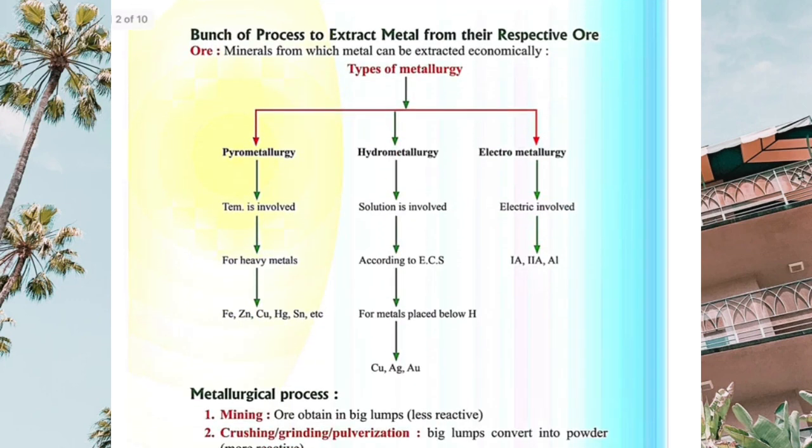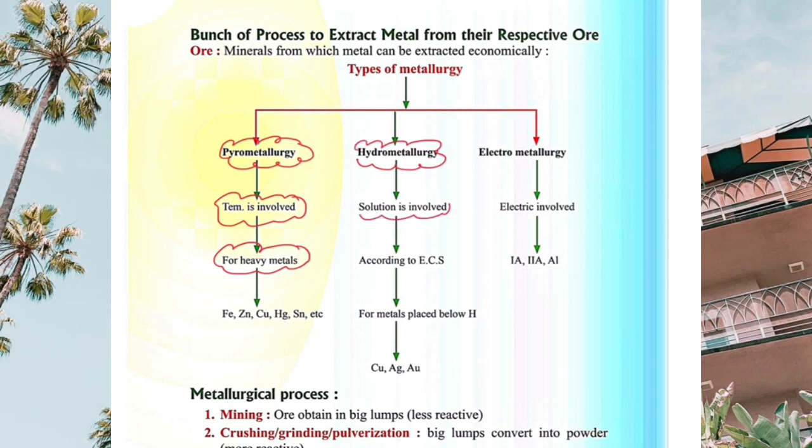The first one is, we have three types of metallurgies. The first one is pyrometallurgy. The name itself says it involves high temperature, and it is used for heavy metals like zinc, copper, mercury, tin, etc. And hydrometallurgy, the name itself, hydro, water, means solution is involved.